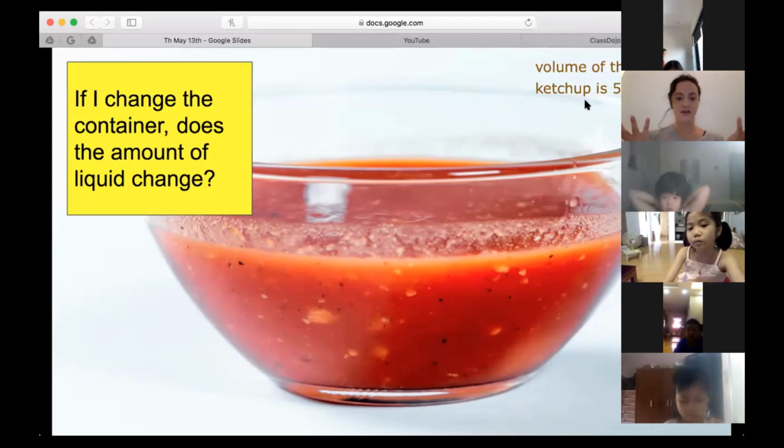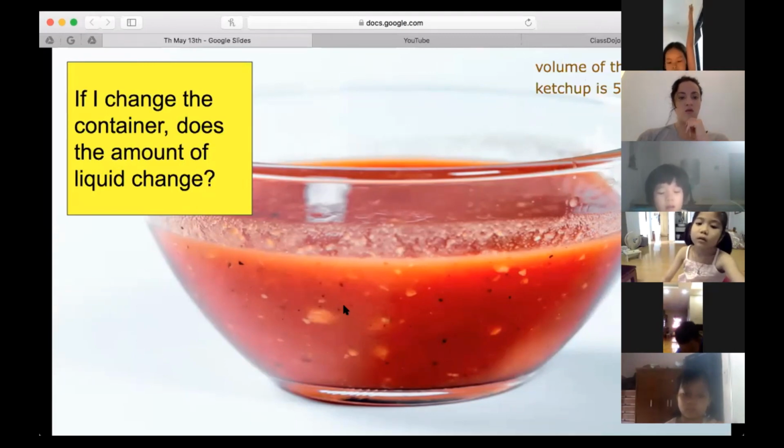It'll just be a different what? What will change about the ketchup? The volume stays the same. The mass stays the same. What will be different? Misha, what do you think? The different thing is the shape. Excellent. The different thing is the shape.